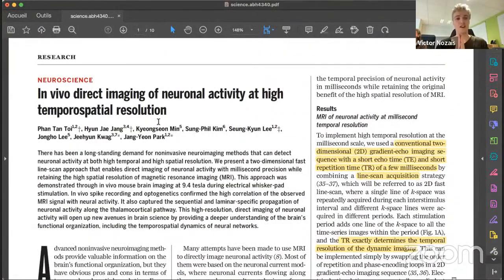All right, so this is a research paper published in Science very recently. I think it was 2 weeks ago or something like that, which explores a new method for in vivo direct imaging of neural activity at high temporal and spatial resolution. And so what's the big deal here?